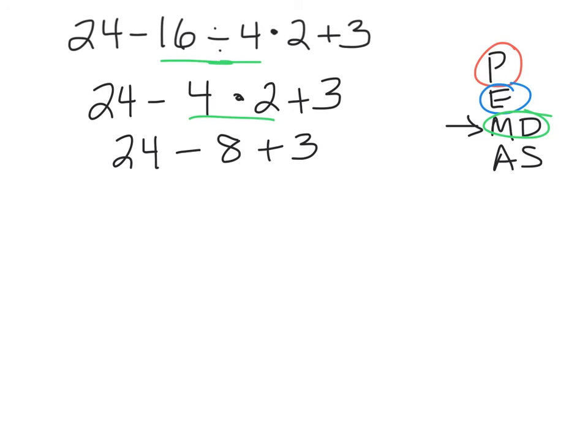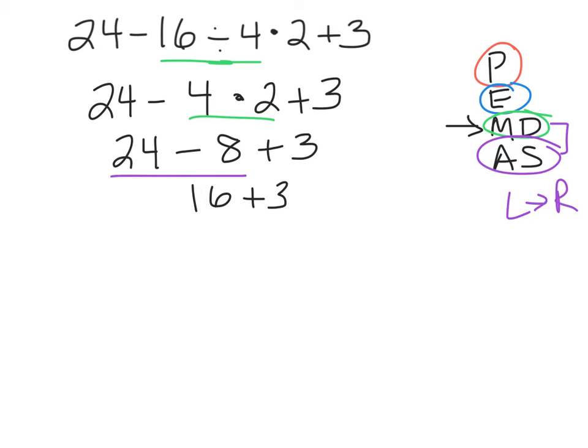Now we have arrived at our final step in the order of operations, add or subtract. Again, these are both from left to right. This time the first thing that comes on the left is 24 minus 8, so we will be subtracting before we add. 24 minus 8 is 16, and 16 plus 3 is 19.